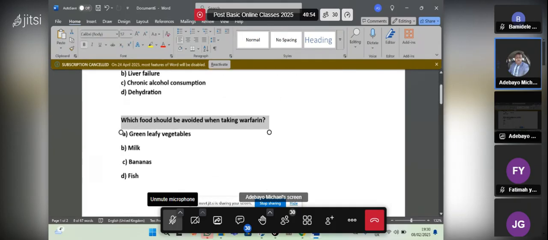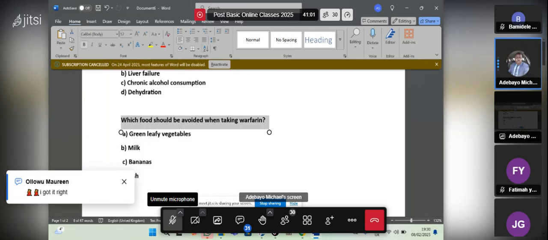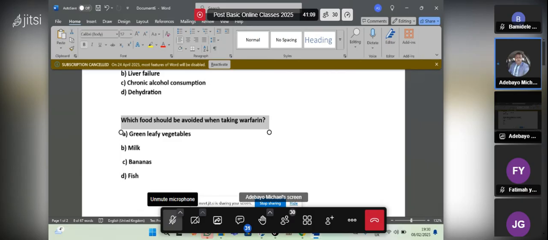All right. And this question as well, which food should be avoided when taking warfarin? Any food that is rich in vitamin K, and of course, it's green leafy vegetables. Why? Because warfarin is a blood thinner. Vitamin K, of course, you will know helps to clot blood. So it's like you are giving a therapeutic dose and you are giving a reversal. I hope we all got that.